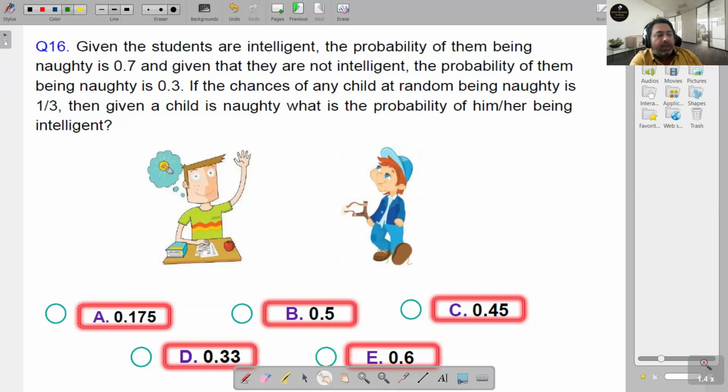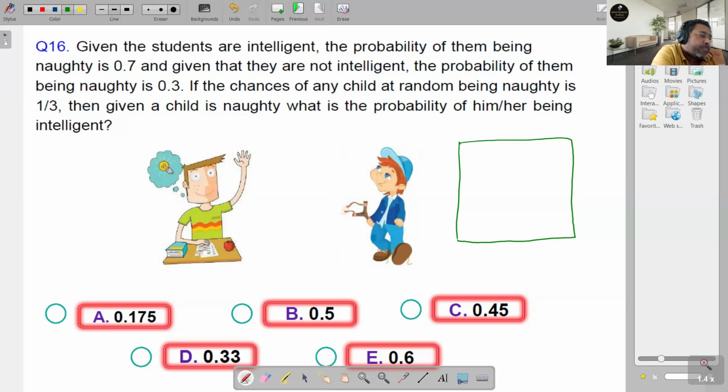All right. So the children are either intelligent or not intelligent. They are either naughty or not naughty. So they are a mix of all the kids. We need to take the data here and try to solve this problem. One good approach would be to have a matrix here. So let's have a matrix here and then translate this.